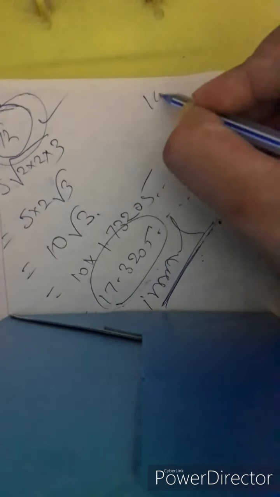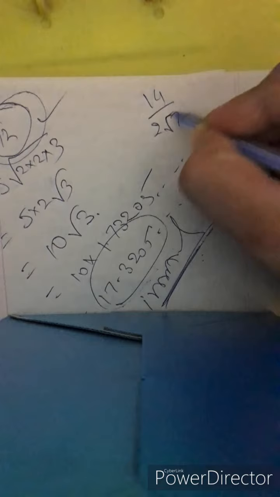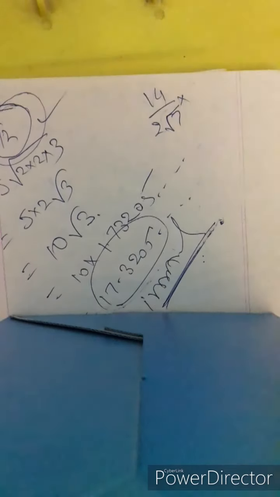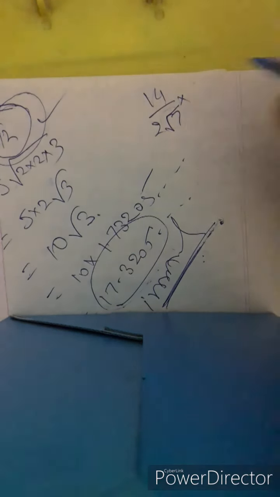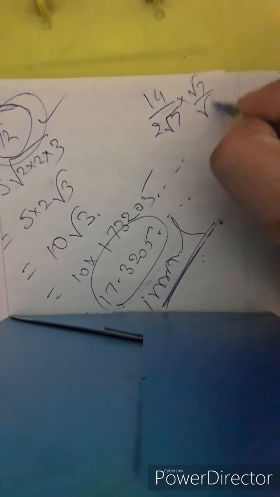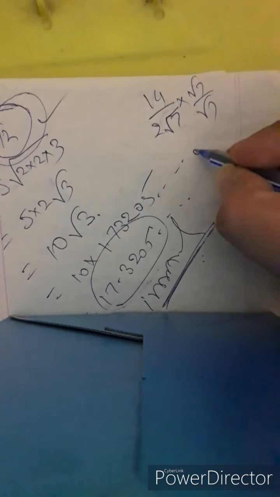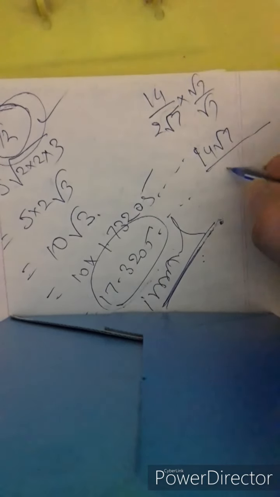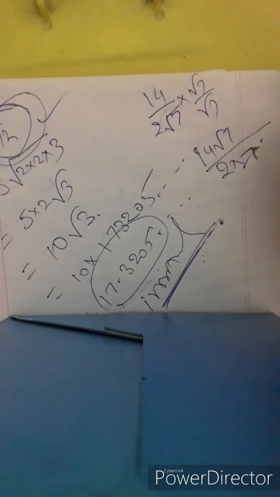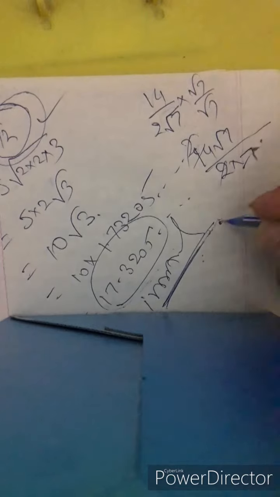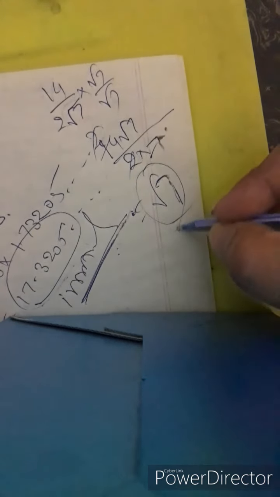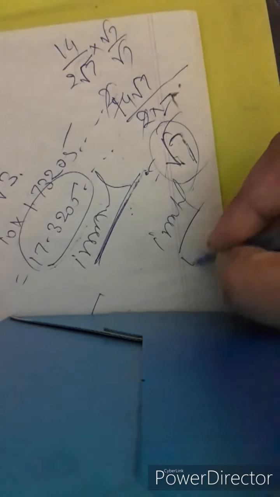All right, I'll just show one more so that you are clear with the problem. 14 by 2 root 7. How can we do that? Rationalize. In the denominator there is root 7, so rationalizing the denominator, root 7 divided by root 7, that is 14 root 7 divided by 2 into 7, that is 2 sevens are 14, that is root 7. So the answer comes out root 7, that is, it has root, so it is an irrational number.